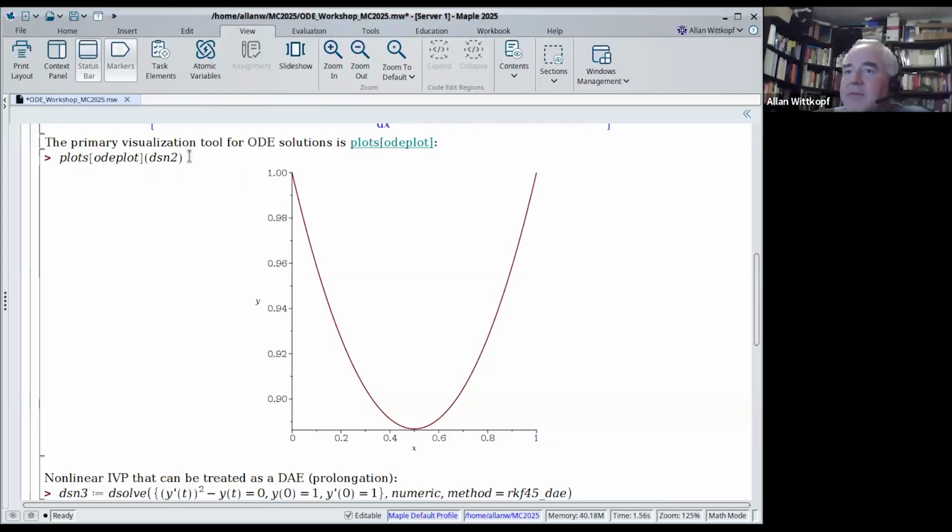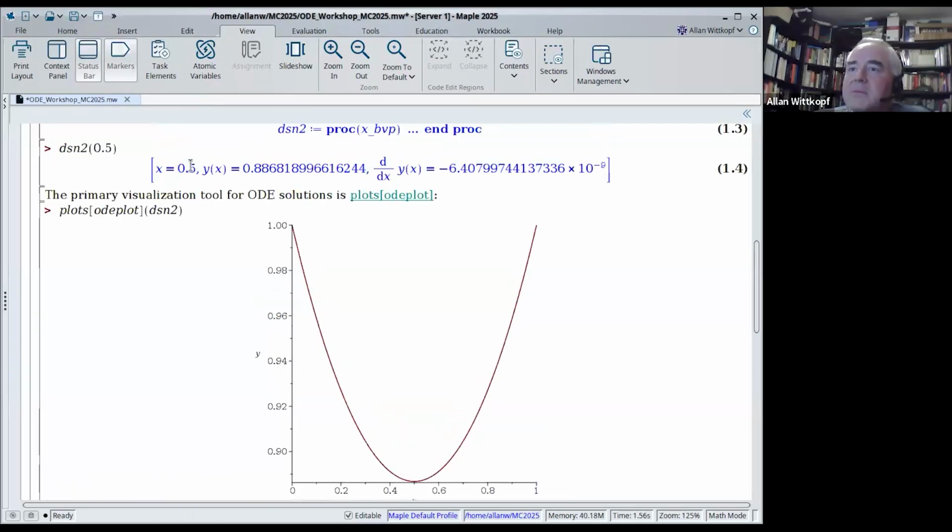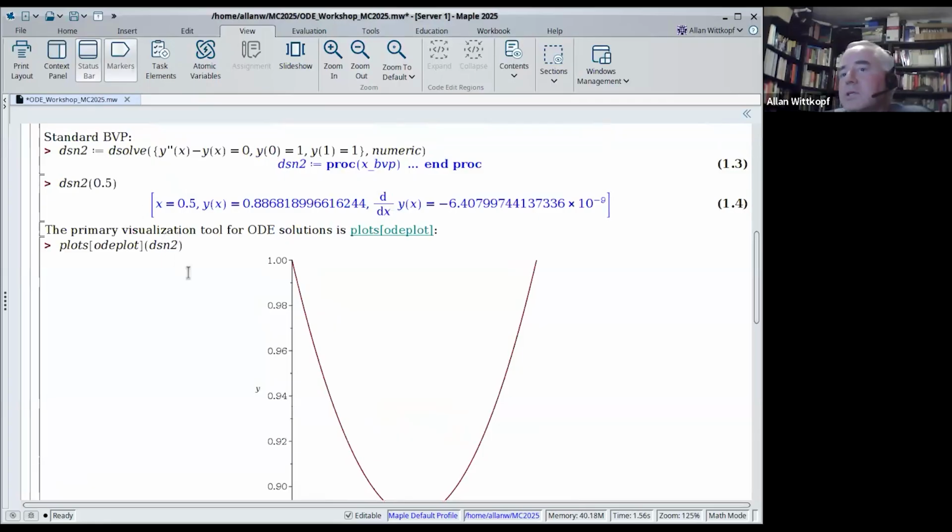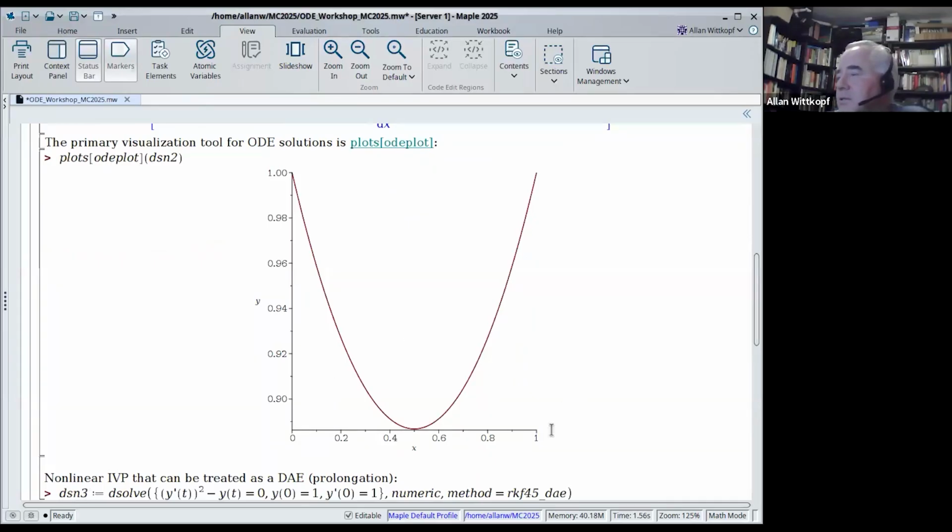So we try to make everything as easy to use as possible. So if you just call it with the solution, it detects, well, yeah, this was a boundary value problem over 0 to 1, so it chooses the right range for the independent variable.